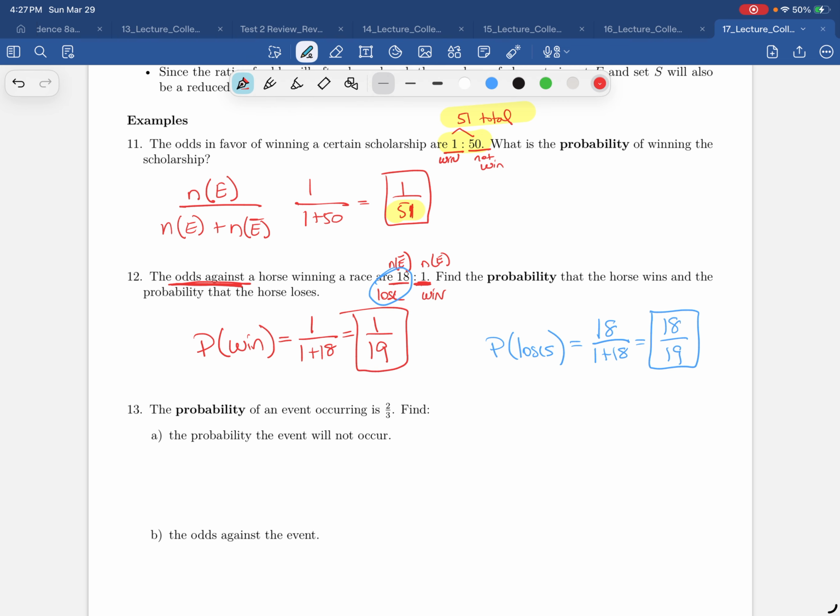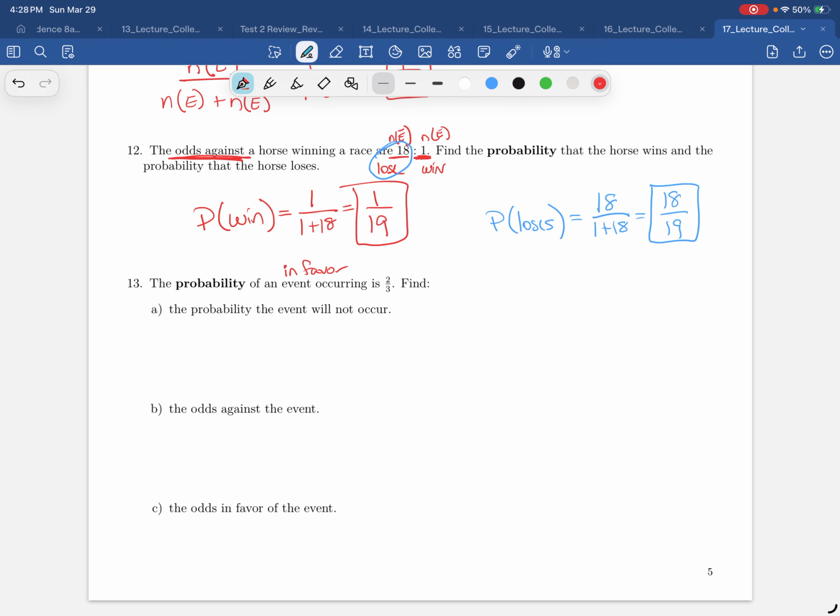Last one here. The probability of an event occurring is 2 out of 3. Now, notice it doesn't say in favor or against. Whenever it's written like this, you kind of have to interpret it. It says the probability of an event occurring is 2/3. This also means in favor. Like the probability that this is going to happen is 2 out of 3. Find the probability the event will not occur. Well, if the probability that it does occur is 2/3, then 1 minus 2/3 is the probability that it does not, because remember, those are complementary to each other.